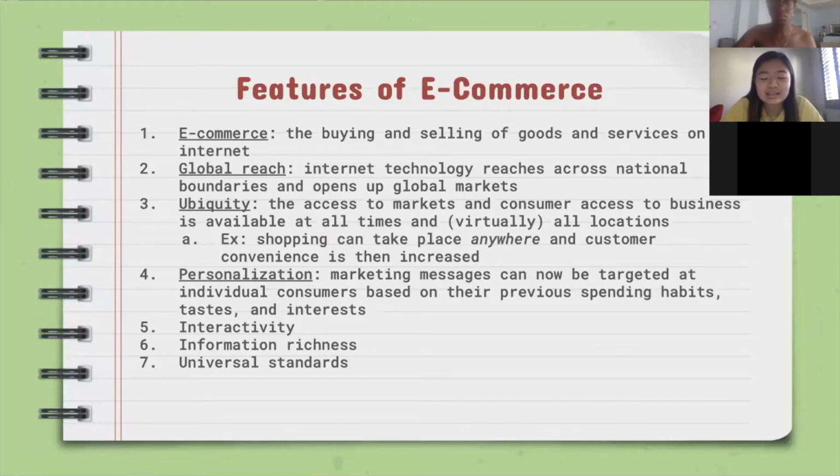Ubiquity is the access to markets and consumer access to business is available at all times and virtually in all locations. An example of ubiquity is shopping can take place anywhere, obviously being online like e-commerce, and customer convenience is then increased. Like I said last week, a lot of people are shopping online now because it's a lot more convenient for them. They don't have to walk into a mall and buy all that stuff when they can just buy stuff online.